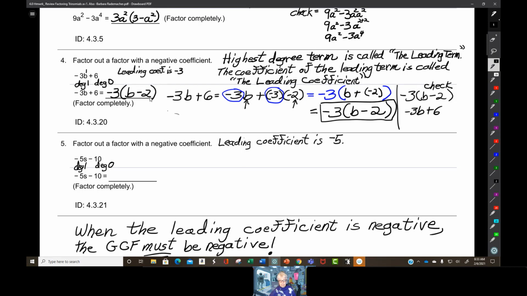Okay, let's do it again. Kind of get the feel for it. I start out with negative 5s minus 10. Now my life is going to be easier, and I love it when my life is easier. If I rewrite this right away as negative 5s plus negative 10. Well, why will it be easier? We're about to see.